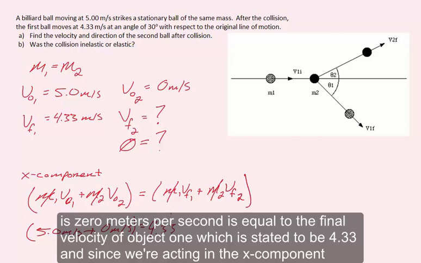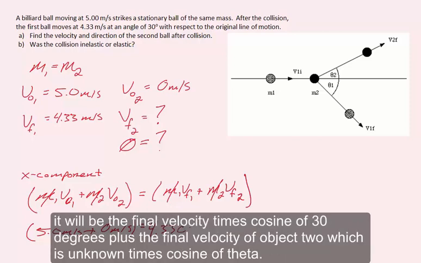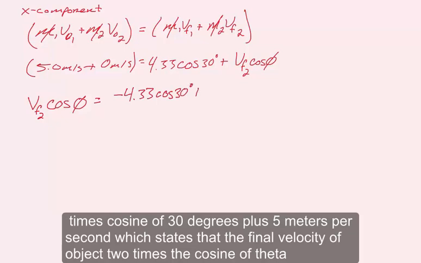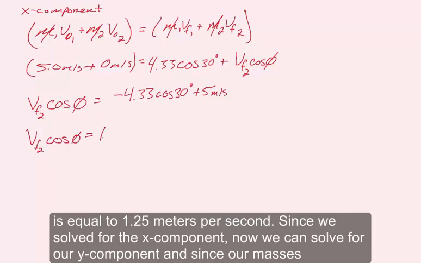and since we're acting in the x component, it'll be the final velocity times cosine of 30 degrees plus the final velocity of object 2, which is unknown, times cosine of theta. Since we're trying to solve for the final velocity of object 2 times the cosine of theta, we say it will be equal to negative 4.33 times cosine of 30 degrees plus 5 meters per second, which gives the final velocity of object 2 times the cosine of theta equal to 1.25 meters per second.